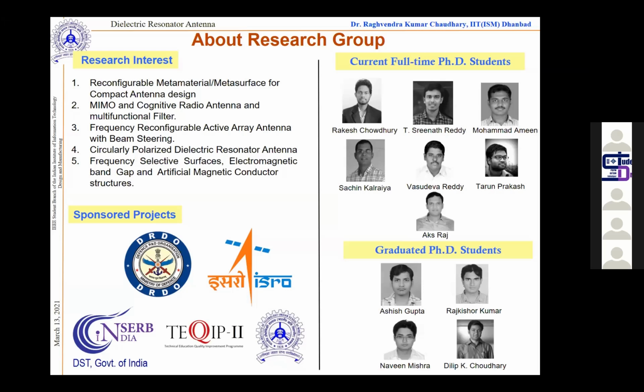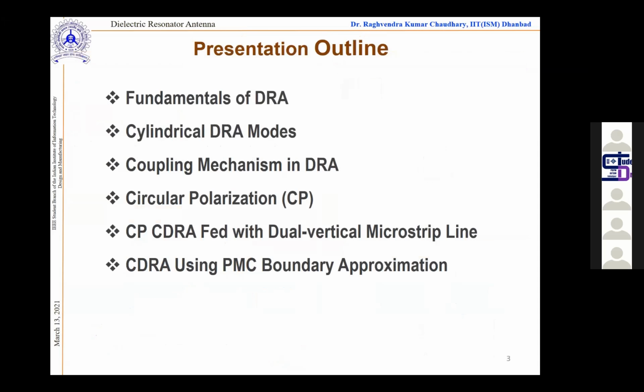And like DRA, we contributed here to have the circularly polarized wave within these things. And the lab is sponsored by various funding agencies like DRDO, ISRO, and SERB, and my host institution as well. So these are the presentation outlines. I will be mostly talking about the fundamentals of the DRA, correct? And we will be talking about the very small things.